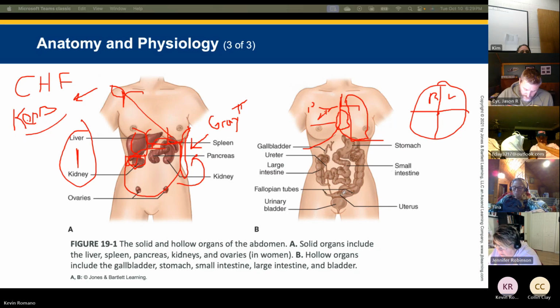Uterus. Large intestines, which kind of go around here. Small intestines are all in the middle. Your stomach is located here. All right. Gallbladder. Ureter. Large intestines. Fallopian tubes for a female.